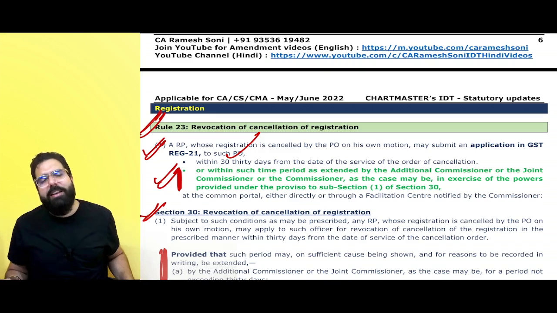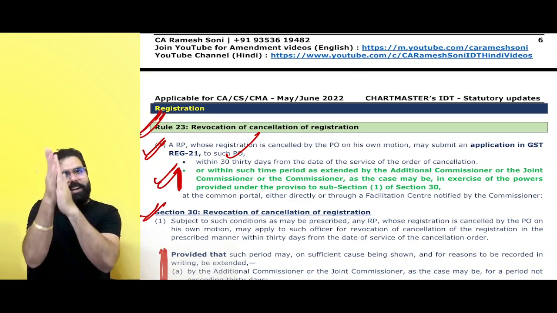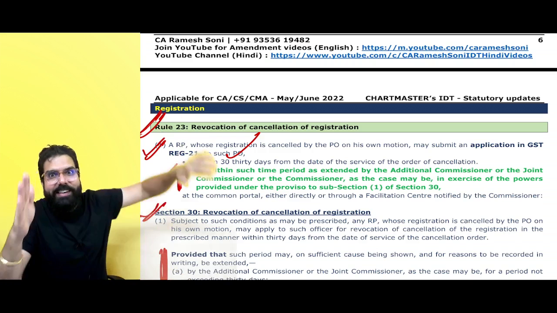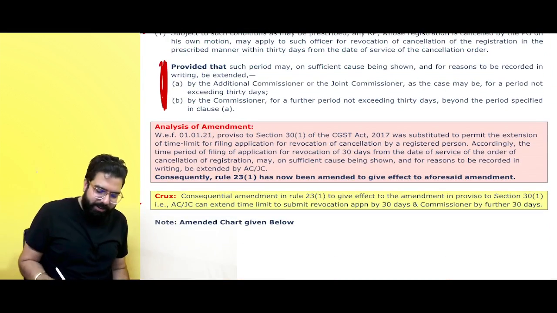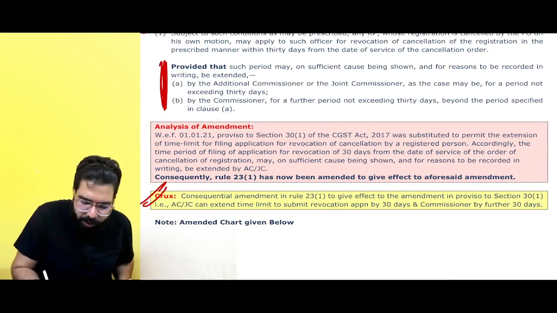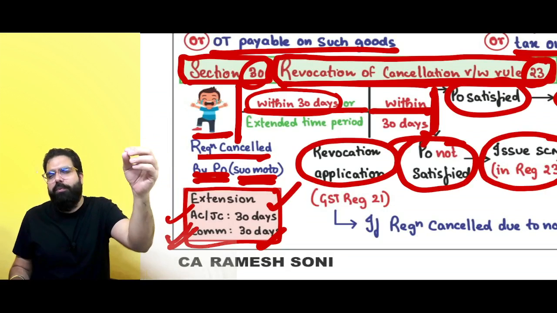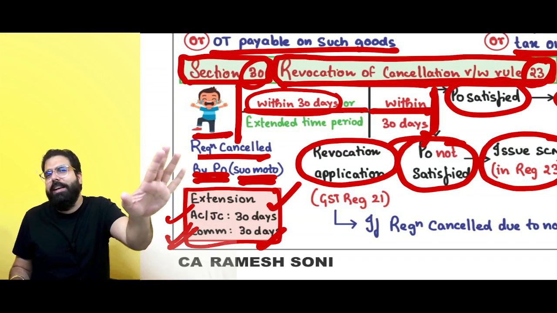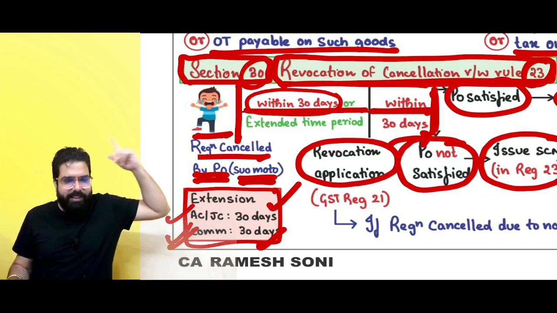A consequential change has been done in Rule 23, saying you can apply within 30 days or the extended period which is granted by the additional commissioner, joint commissioner or the commissioner. It's just a consequential change. For your exam purpose, don't worry about it. Just remember that you can apply for revocation within 30 days. The additional commissioner or joint commissioner can give you a further 30 days. The commissioner can give you a further 30 days. In total, 90 days of time is there for applying for revocation of cancellation. Yes, sir. Point is clear.